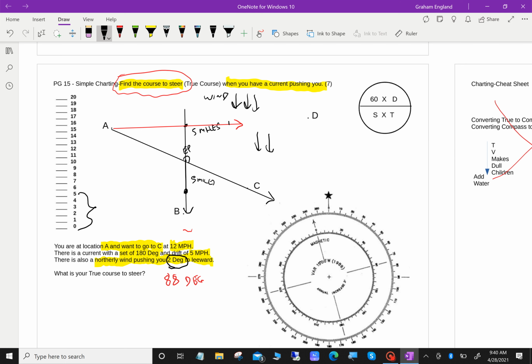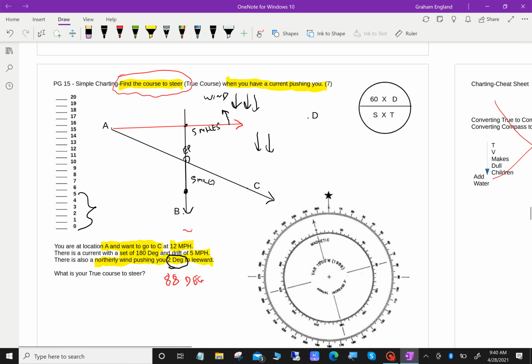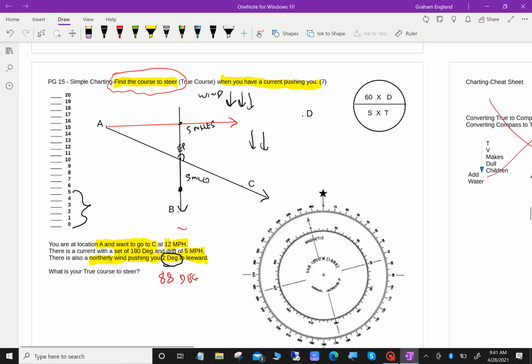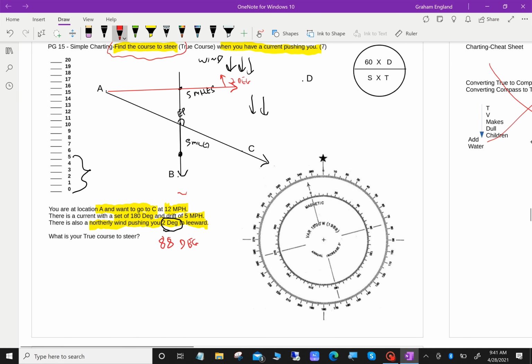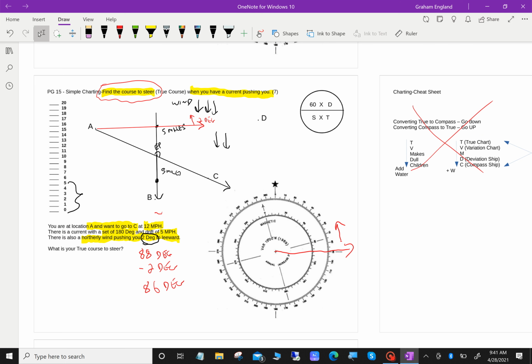So what do I do? I lean into the wind 2 degrees. Now, do I add 2 degrees or subtract 2 degrees? Well, here is my 88, roughly. If I go this way, are the numbers getting smaller or bigger? The numbers are getting smaller. So I subtract 2 degrees, and I should come out with about 86 degrees. Okay? Thank you for listening.